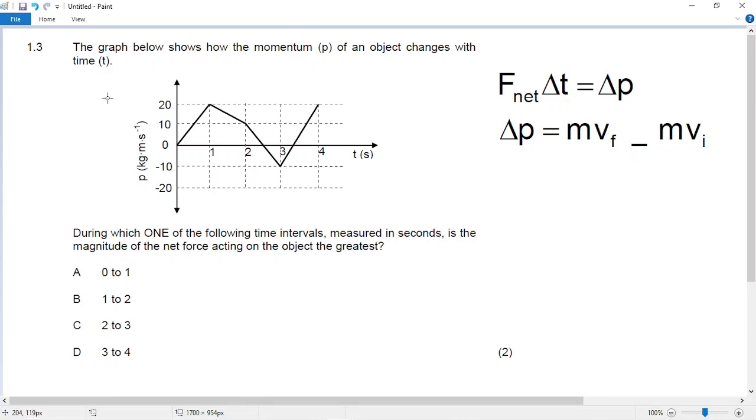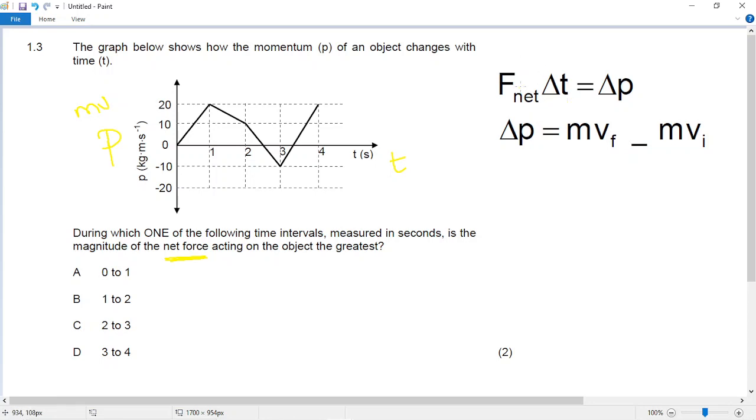Let's go to 1.3 here. The graph below shows how the momentum p of an object changes. Can you see p on this axis here with time t on this axis here? It says during which one of the following time intervals measured in seconds is the magnitude of the net force acting on the object the greatest? So now they've already plotted p on this graph and they've plotted t on the other axis. So this is already the mass times the velocity of the object.